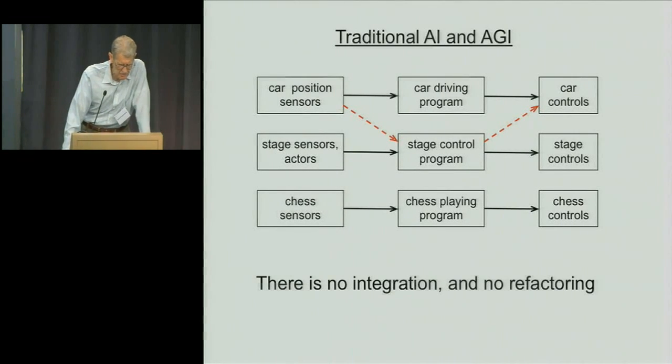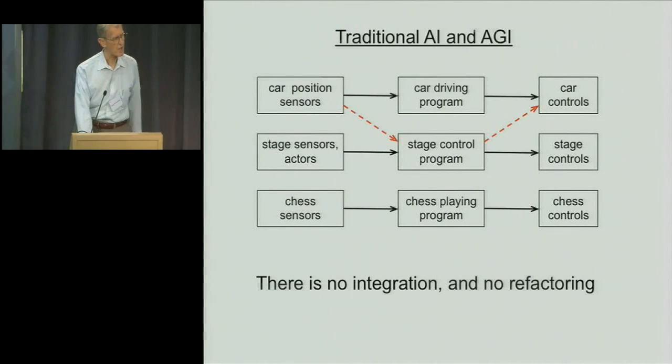You have a program that drives cars, connect the position sensors and the car controls. It will drive your car. You have another stage control program. You connect the theater stage controls to the stage control program. It will control the stage. But if you connect the red arrows, it will not work. And there is nothing you can do about it. You cannot tell the program, go ahead and integrate yourself. There is no integration and no refactoring.